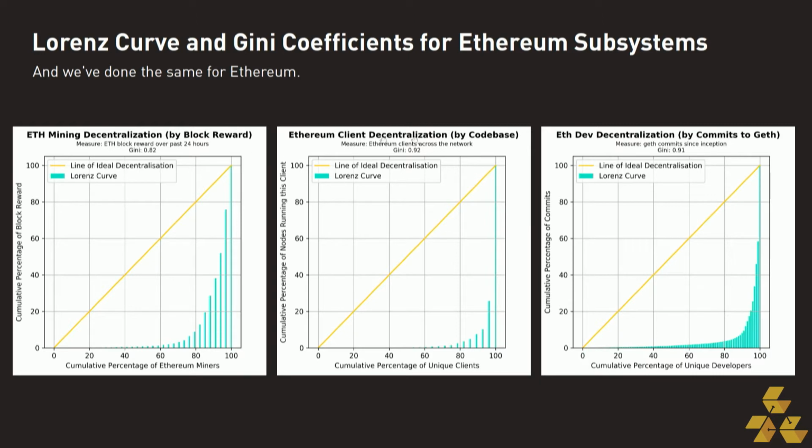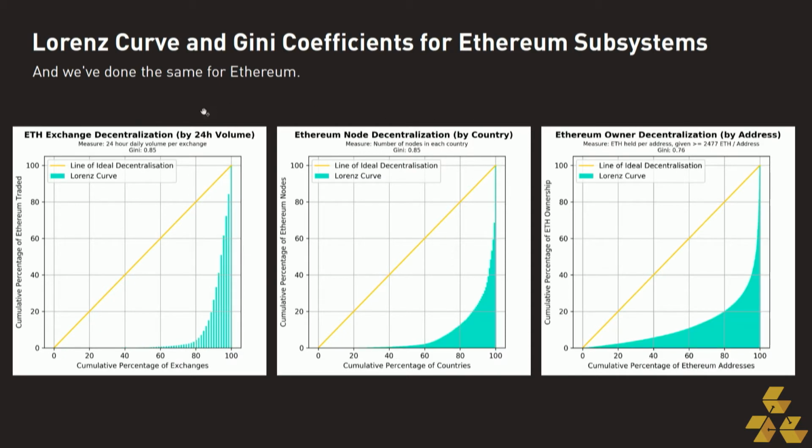So we calculated this for Bitcoin, and we did the same thing for Ethereum. We looked at the decentralization for mining and for clients and for developers. So for example, for developers, we're looking at Geth, the primary reference client. We're asking, okay, how many commits did the first guy make, of all the developers, versus the second guy versus the third guy, in terms of their rank ordered distribution of commits. We find that the first few folks made actually a fairly high percentage of the number of commits. We also looked at exchange decentralization and node decentralization and owner decentralization for Ethereum.